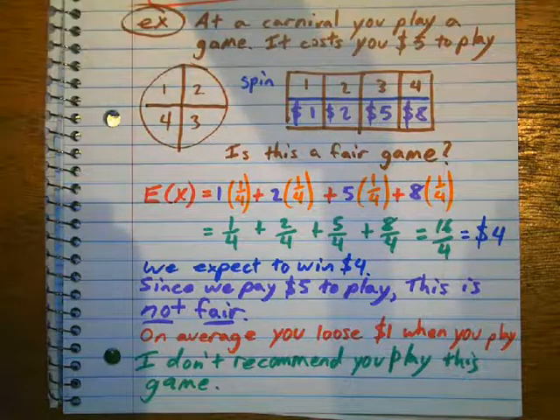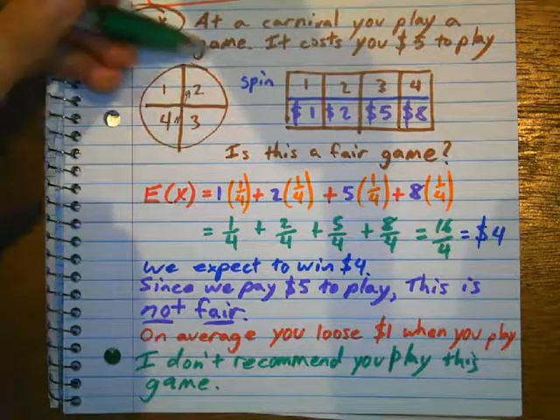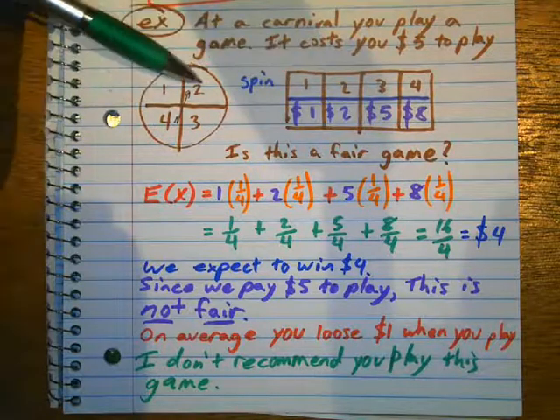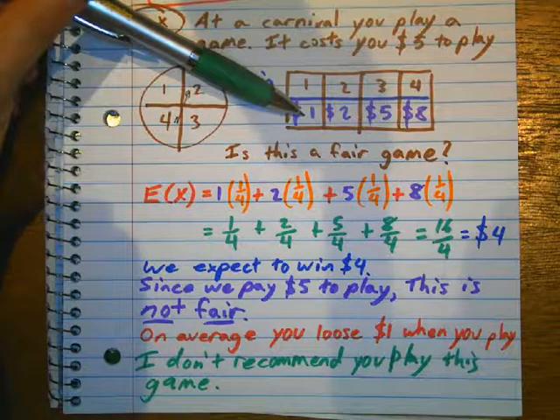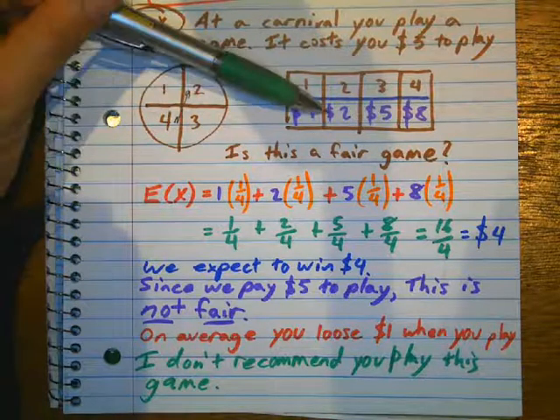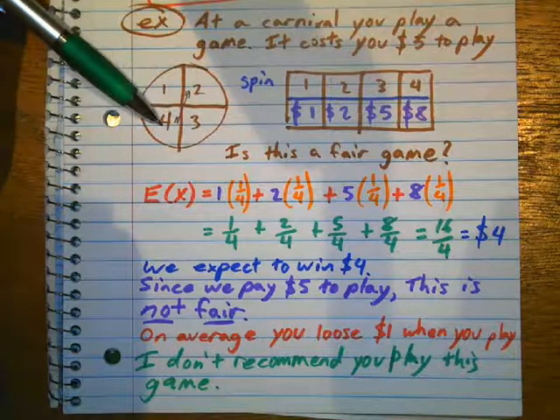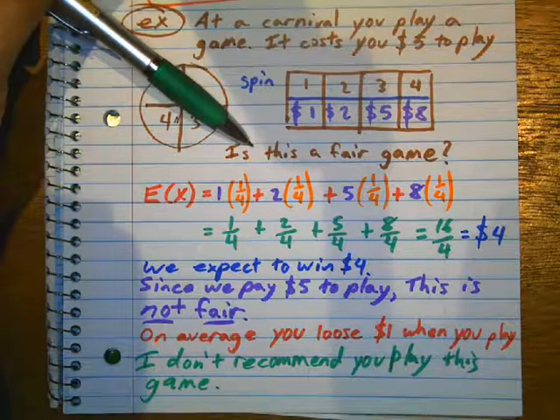You've got a spinner, right? So you're going to spin your spinner, okay? Then you could either land on a 1, 2, 3, and 4, right? And if you land on 1, you get $1. If you land on a 2, you get $2. If you land on a 3, you get $5. And if you land on a 4, you get $8. Okay, the question is, is this a fair game?